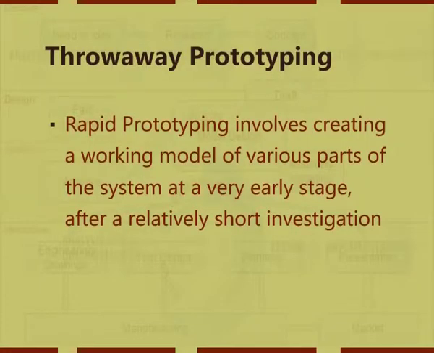Rapid prototyping involves creating a working model of various parts of the system at a very early stage after a relatively short investigation. The method used in building it is usually quite informal, the most important factor being the speed with which the model is provided. The model then becomes the starting point from which users can re-examine their expectations and clarify their requirements. When this has been achieved, the prototype model is thrown away and the system is formally developed based on the identified requirements.